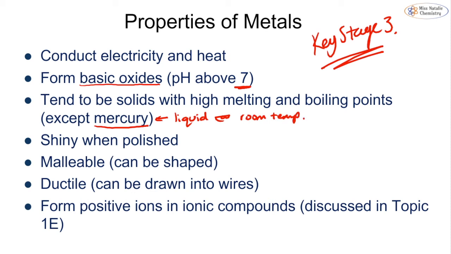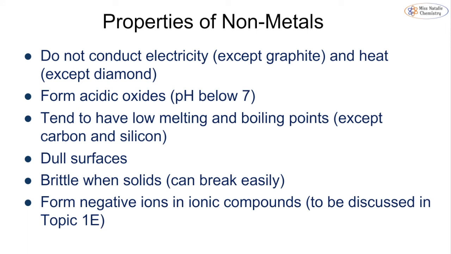Metals tend to be shiny when they are polished. They are malleable, meaning they can be shaped. They are ductile, meaning they can be drawn into wires. And they're going to form positive ions when they're in ionic compounds. And we'll discuss a little bit more about ionic compounds in topic 1E when we look at ionic bonding. So don't worry too much about that just now. Now, if we compare that to the properties of non-metals, the majority of non-metals are not going to conduct electricity. There is one exception, which is graphite, which is a form of carbon.